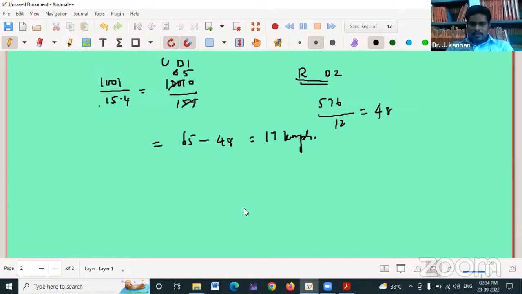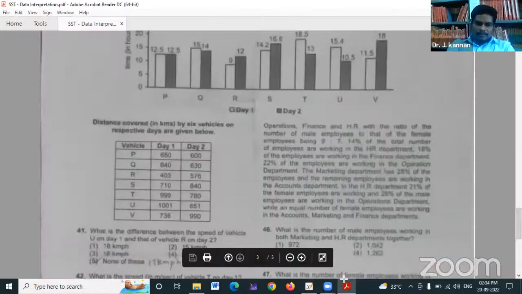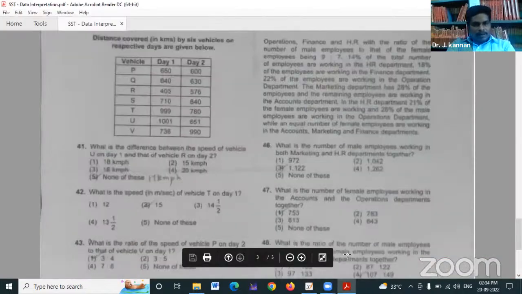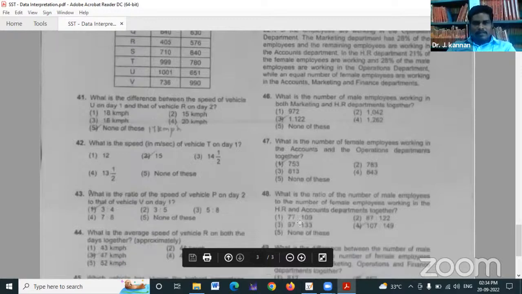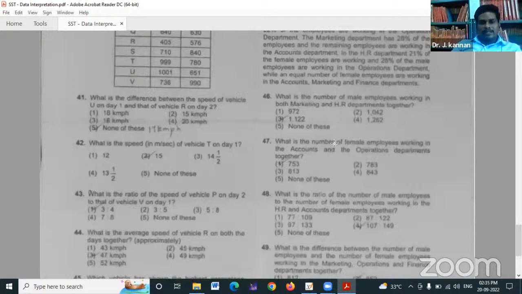So the first question has option 70 kilometer. So the answer is none of this. Actually, the problem number 41, the answer is none of this. So what is the difference between the speed of vehicle U on day 1 and that of vehicle R on day 2? So the answer is 70 kilometer.